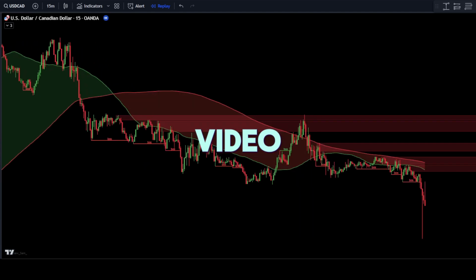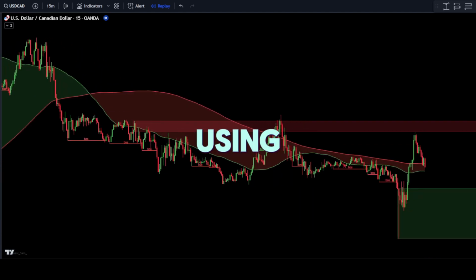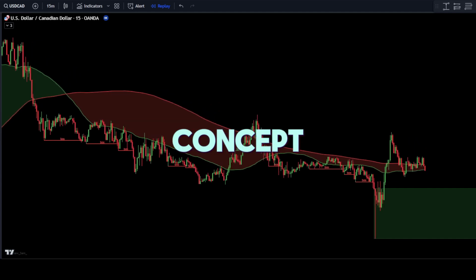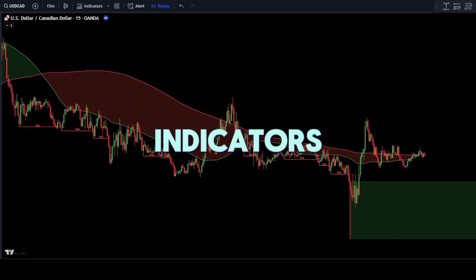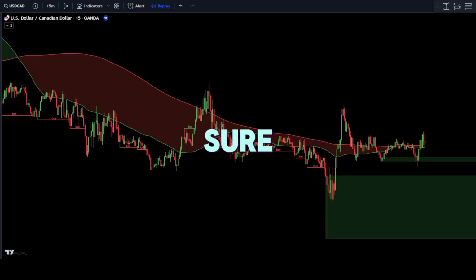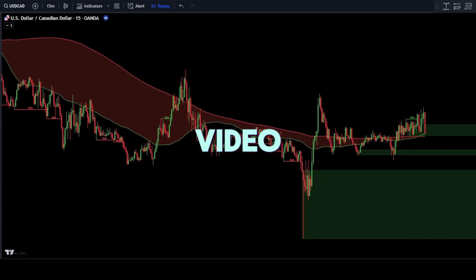In this video, we will explain a trading strategy using order blocks and the smart money concept with one of the best order block indicators on TradingView. So, make sure you stay tuned until the end of this video.